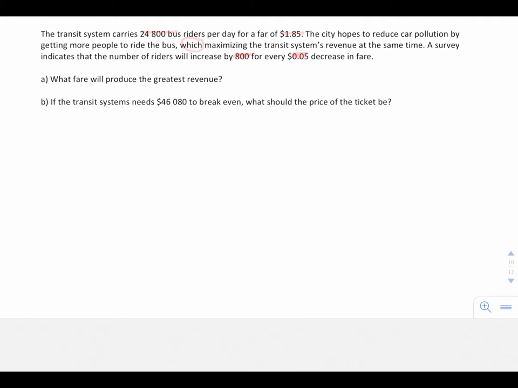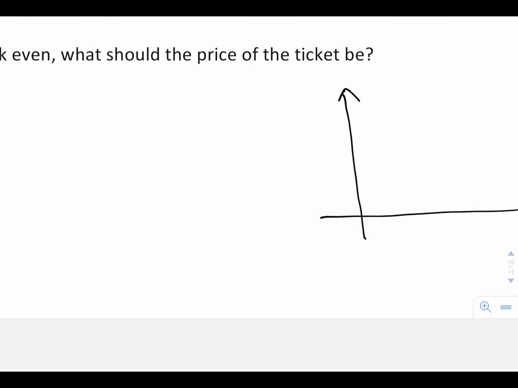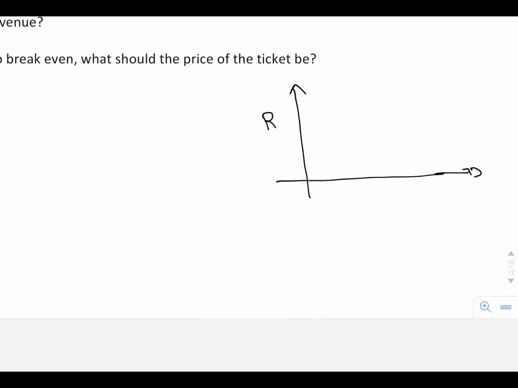So we've seen a problem like this before, and on the y-axis we have revenue, on the x-axis we have fare decreases in this case. So here I have my revenue, and here I have the number of fare decreases. So let's write that out.